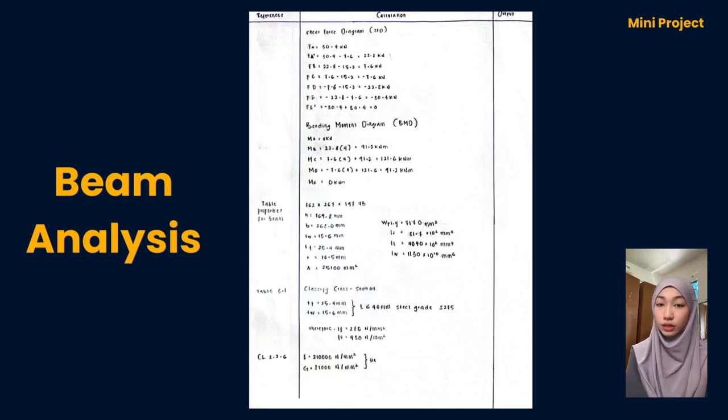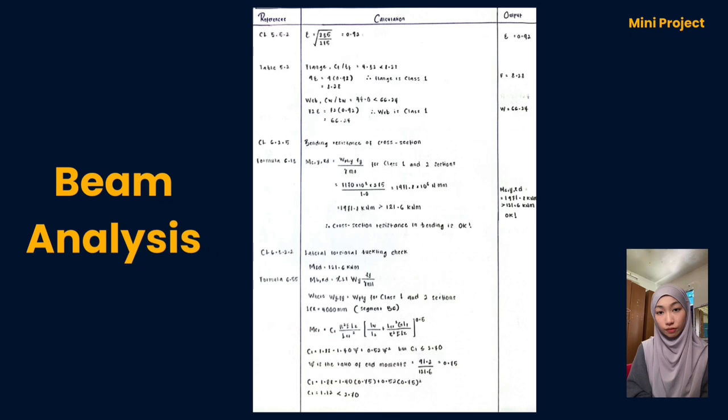So you guys can refer in clause 3.2.6. So for clause 5.5.2, epsilon equals square root 235 divided by 275 equals 0.92. So now we want to confirm which clause are for flange and web. After calculating using the formula for flange and web, I know that both flange and web are class number 1. Next we check the bending resistance of beam and can refer to clause 6.2.5.